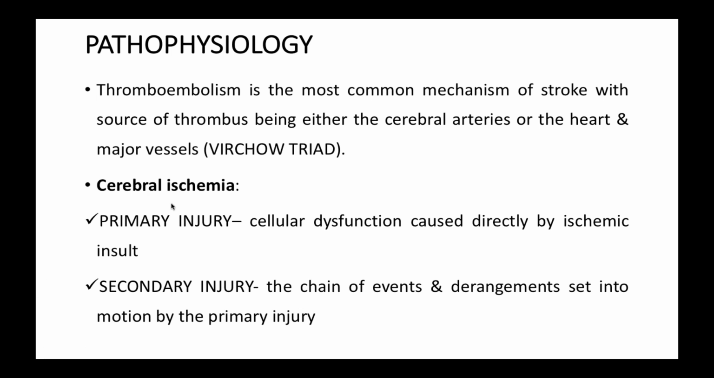The most common mechanism of stroke is thrombus, either in the cerebral arteries, from the heart, or from the major vessels. Virchow's triad, you all know what it is. Once there is a thromboembolism, the blood supply is cut off, and there is cerebral ischemia. Now it could be a primary or a secondary injury. Primary injury is due to cellular dysfunction caused directly by the ischemic insult. A different chain of events due to the ischemia of the cellular structure, resulting in the release of various toxic substances leading to derangements, is called secondary injury.